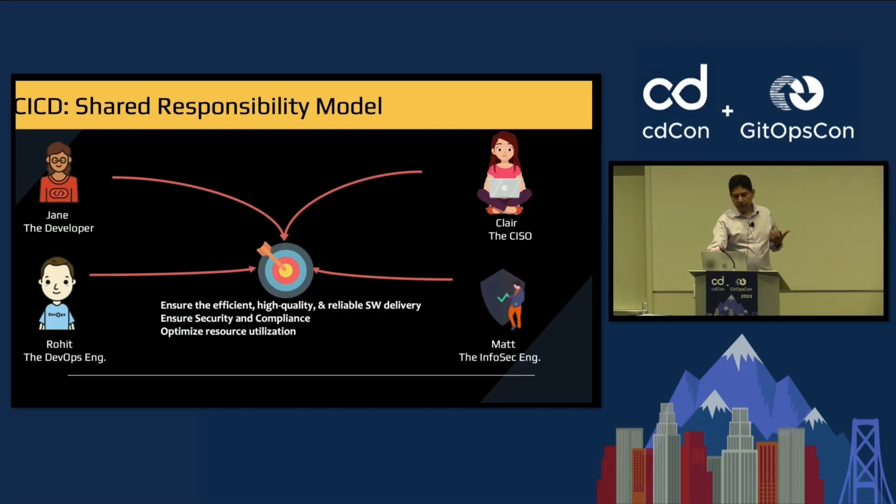But one thing is common across these, the common goals. Whatever the type of pipeline is, they share the common goals: ensuring efficient, high quality and error-free software delivery, ensuring security and compliance, and optimizing resource utilization. So no matter what, you will have these common goals. Now, these actors or personas have to talk to each other, and coordinating and communicating with each other is a complex task.